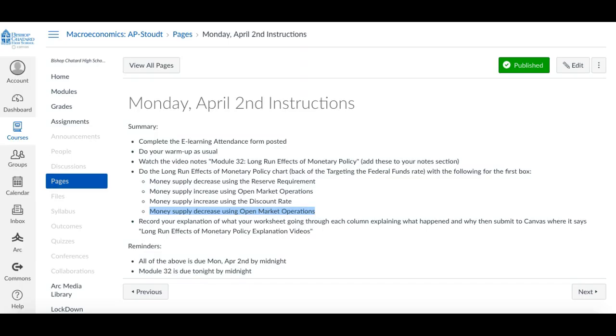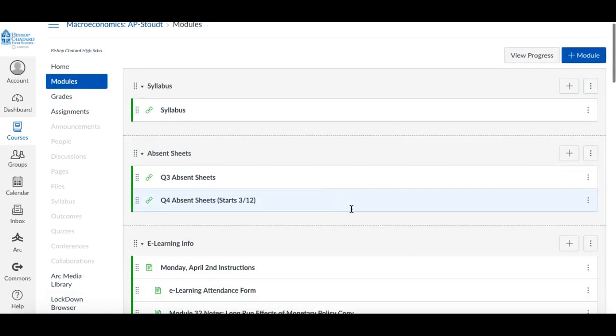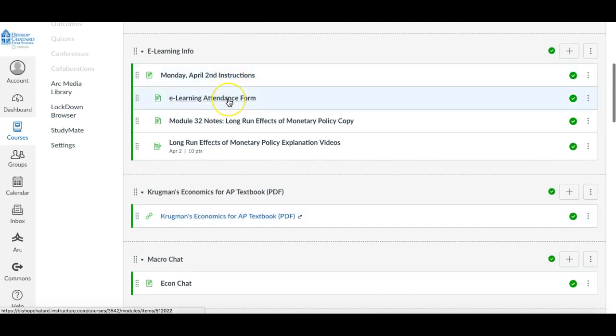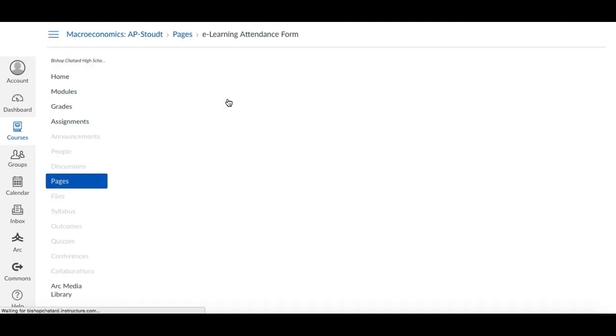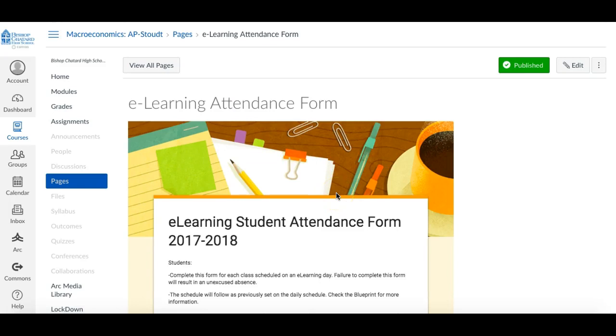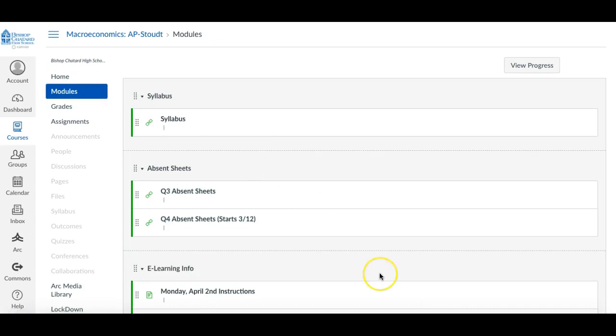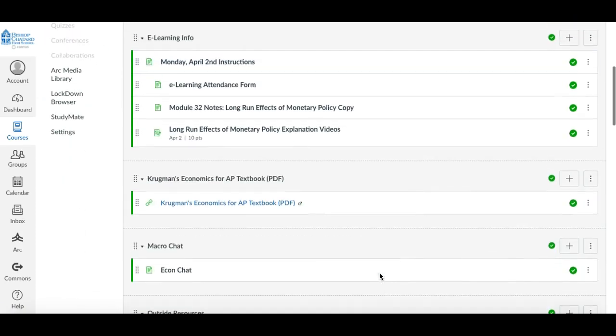Secondly, on Canvas, on the e-learning day, I do have the e-learning attendance form. You've probably already filled this out for several teachers, unless, hey, I'm your first stop, which I am so honored. But fill this out for me too, please, because I need to submit this by 2 o'clock on Monday. So make sure you fill this out by 2 o'clock on Monday. That tells me that you are actually, quote unquote, here, okay? So do your warm-up, do your e-learning attendance, so you're filling out that you were here.